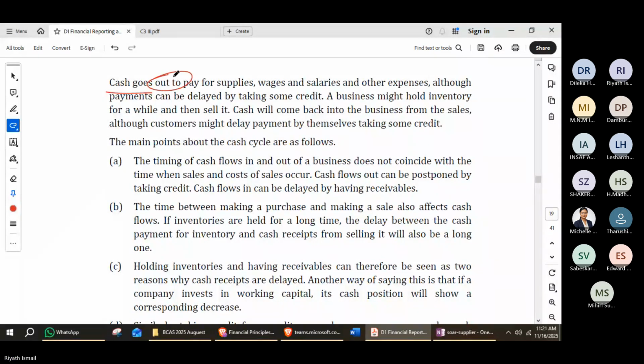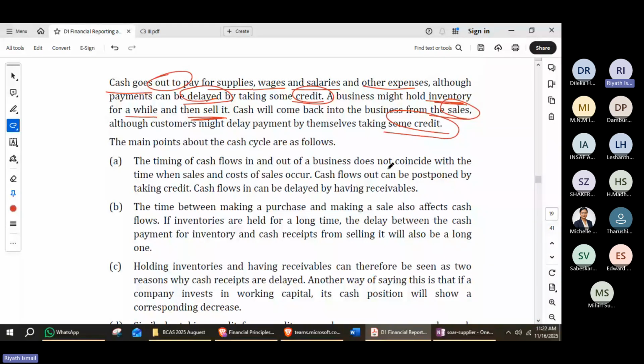Cash goes out to pay suppliers, wages and salaries and other expenses. Although payment can be delayed by taking some credit from your supplier. A business might hold inventory for a while, right? They can keep inventory and sell it. Cash will come back into the business from sales, although customers might delay payment by asking for credit, right?